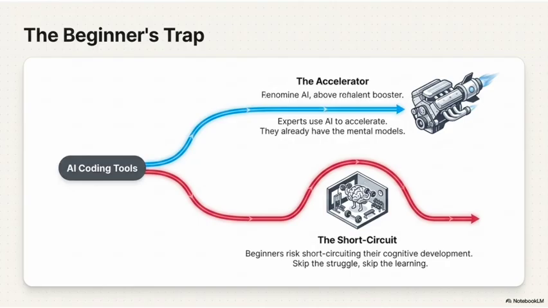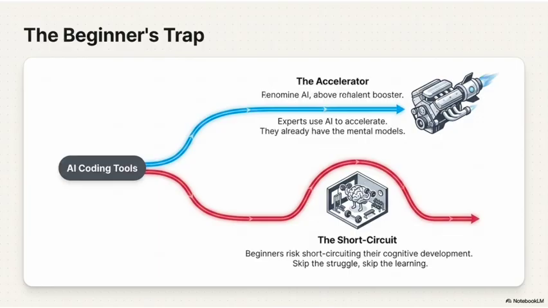The beginner's trap is a risk this module exists to prevent. And understanding the two paths makes the difference between acceleration and short circuit. The acceleration path at the top: experts use AI to go faster because they already have the mental models. They can evaluate AI output, spot errors, and integrate suggestions intelligently. AI amplifies what they already know.